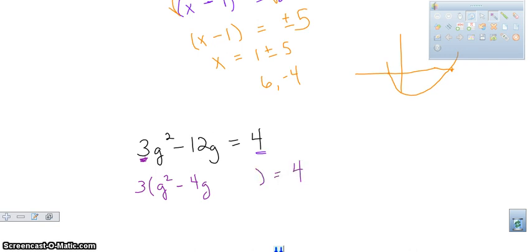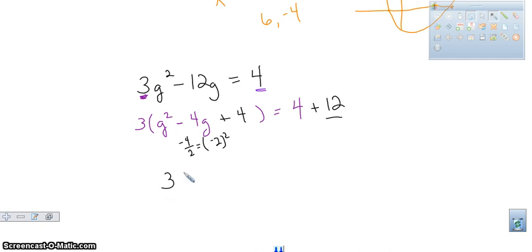Here comes my completing the square part. I'm going to take half of negative 4, which is negative 2. Negative 2 squared is 4, so I'm going to add 4. Now this is the tricky part that students forget. Remember I have to do the same thing on both sides. A lot of students would tell me I'm going to add 4 right here, but I'm not. I actually have to add 4 times 3, because I'm multiplying 3 times everything inside the parentheses, so I actually have to add 12 here.